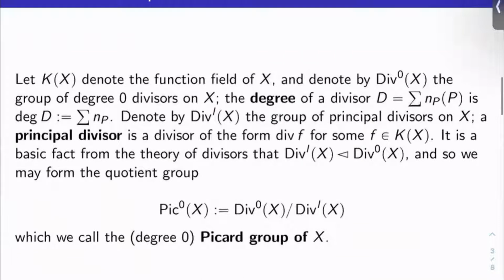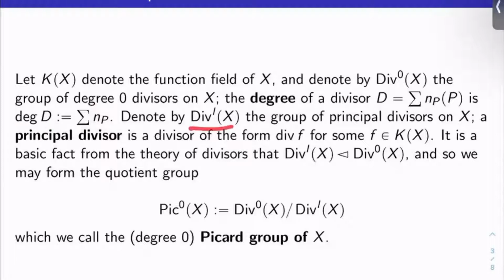Okay, up next is the Picard group. So let's let X be as above, our curve. Let's let K of X denote the function field of X. Remember, a divisor on X is a finite formal sum of points weighted by integers. We'll call the formal points (P) and their weights N sub P. Let's let Div 0 of X be the group of degree 0 divisors on X, where we recall that the degree of a divisor D equals the sum of N_P (P), which is just the sum of the coefficients N_P. It's usually written deg D.